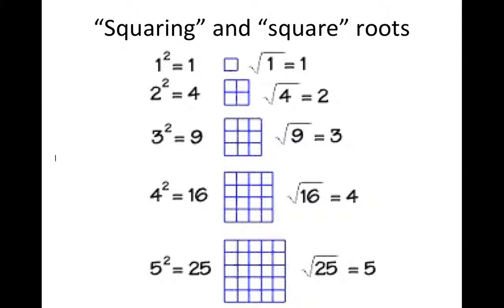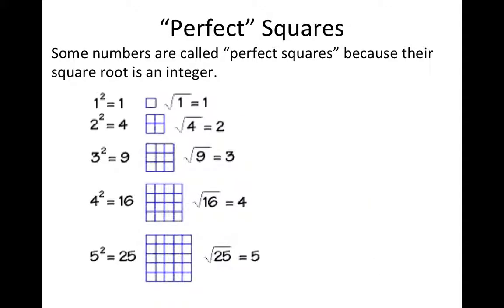And here is a picture of this. It works for all integers, so 1 squared is 1. You can see the 1 square there. 2 squared is 4. We've already done that one. 3 squared is 9. You can see that a square of 3 by 3 gets you 9. A square of 4 by 4 gets you 16. And a square of 5 by 5 gets you 25.